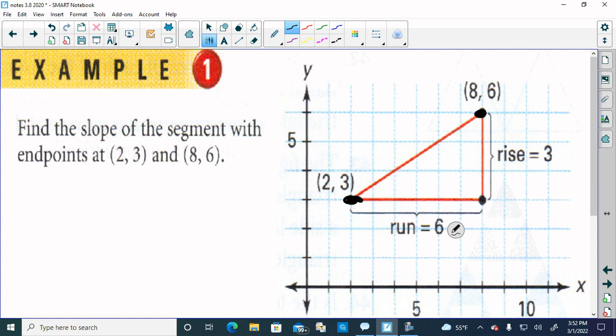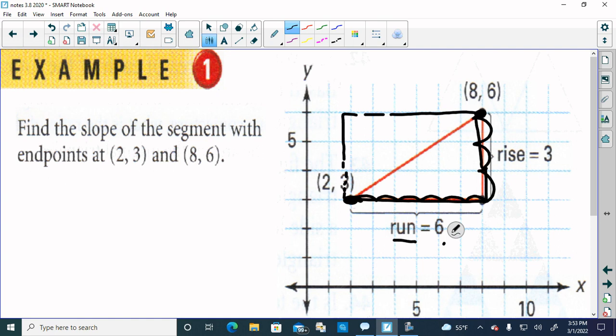They're saying that if you make this into a right triangle, then you can count. Going left and right is your run. So they counted over 1, 2, 3, 4, 5, 6, so that's your run. Then from there, to get to the other dot, you went up 3. So 1, 2, 3.